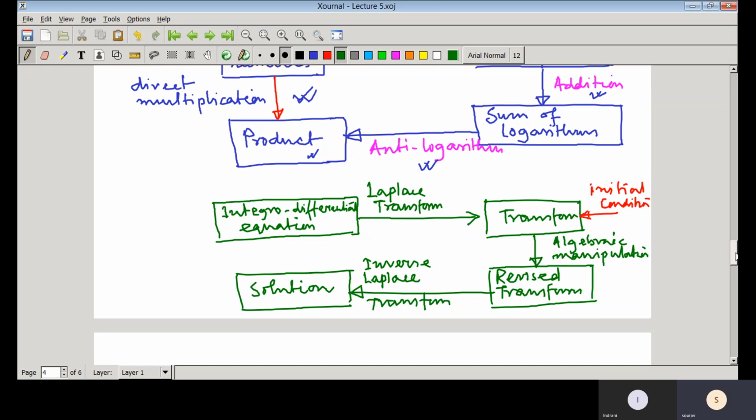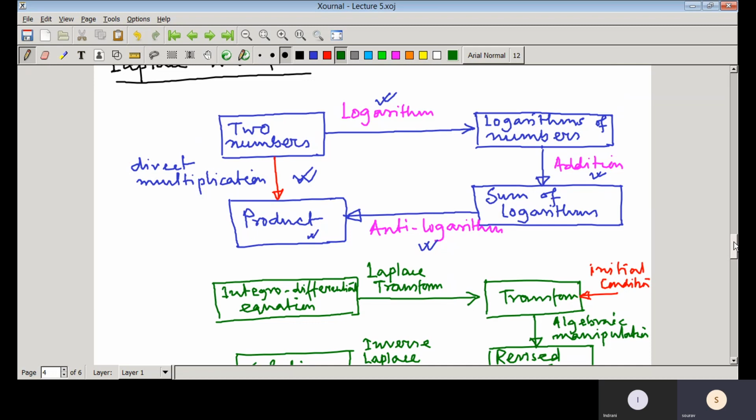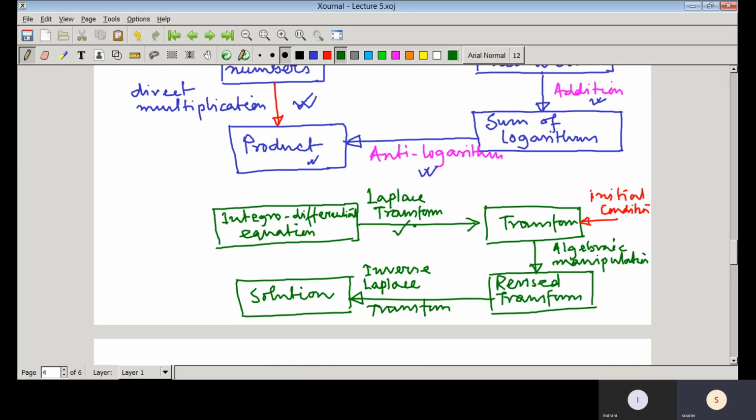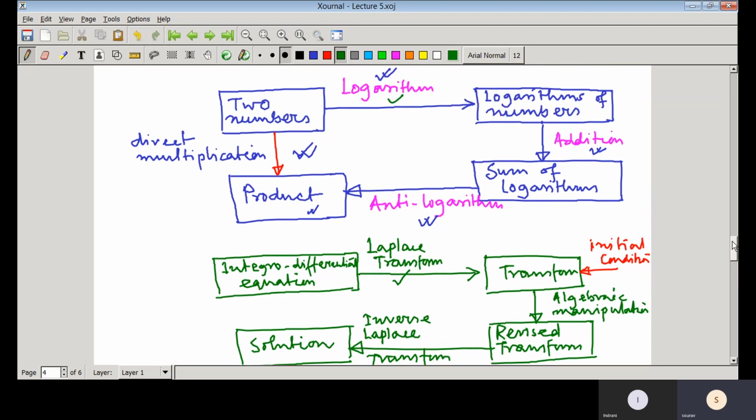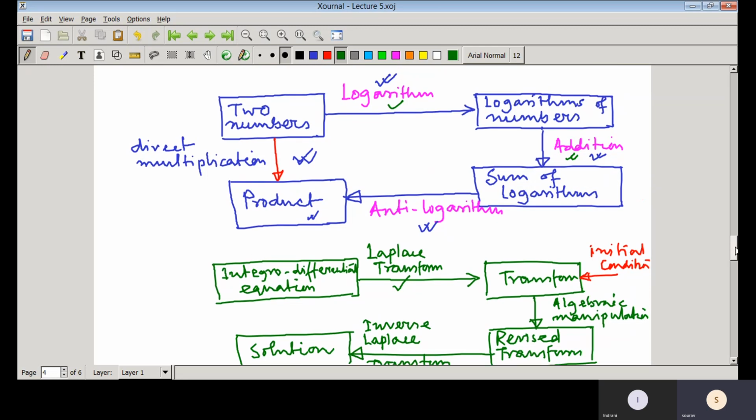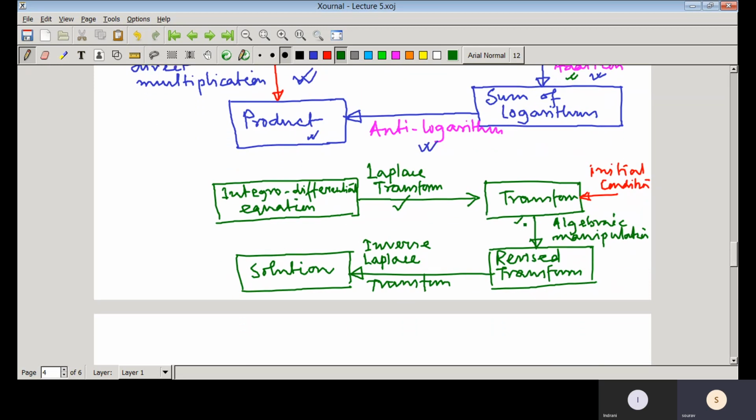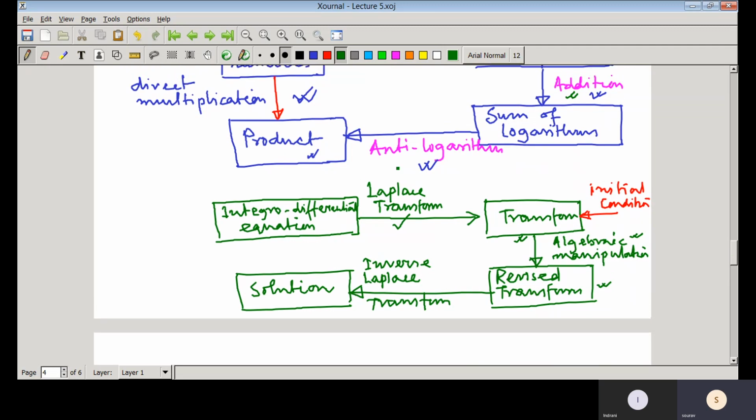So this is very similar to the above one. In case of logarithm, we have two numbers and we take the logarithm, and here we take the Laplace transform. In the logarithmic transform, we get the product of the two numbers in addition form, and here whenever you take the Laplace transform, it comes into algebraic form, and then you do some algebraic manipulation and get it in revised transform. And then if you take the inverse Laplace transform, very similar to the anti-logarithm, you will get the solution.